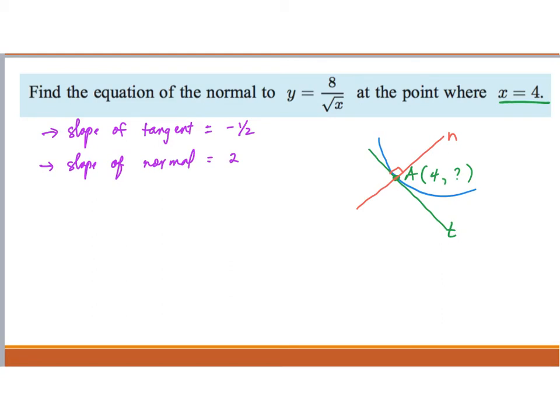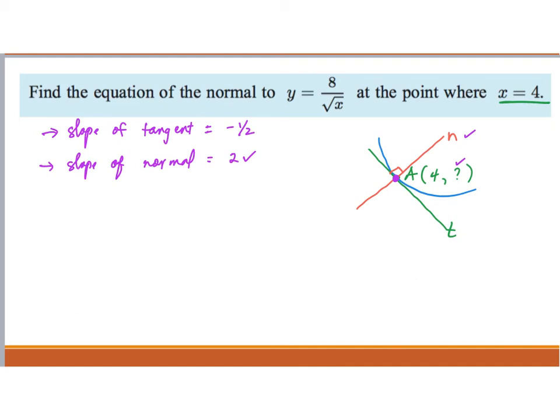If we want to find the equation of the normal line, or any line, all we need is the slope, which we already have, and a point. Now the key here is the point A, because the point A is on the line N. So that's the point that we need. The only problem is that we don't know the y-coordinate.